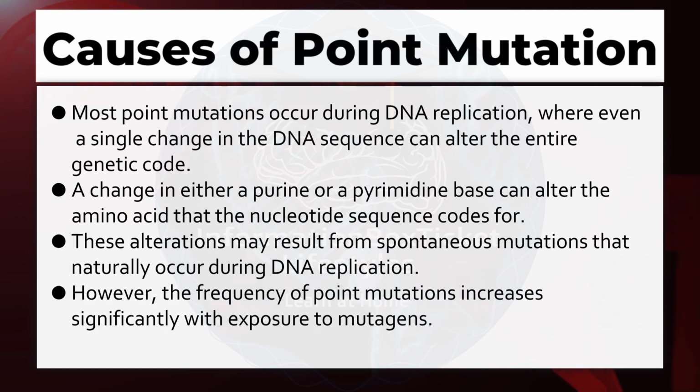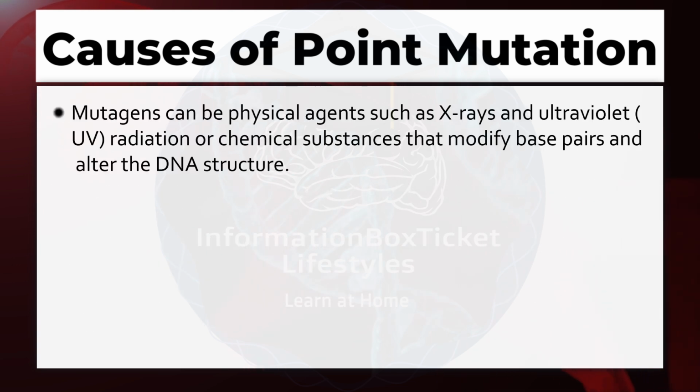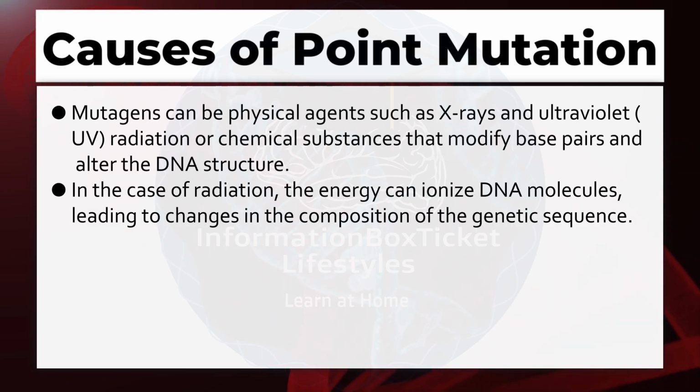However, the frequency of point mutations increases significantly with exposure to mutagens. Mutagens can be physical agents such as X-rays and ultraviolet, UV, radiation, or chemical substances that modify base pairs and alter the DNA structure. In the case of radiation, the energy can ionize DNA molecules, leading to changes in the composition of the genetic sequence.